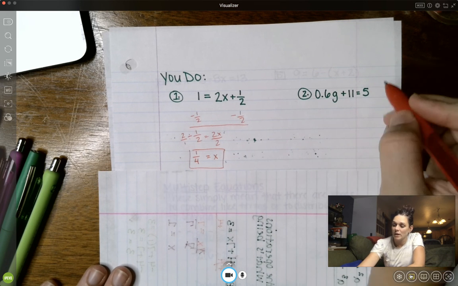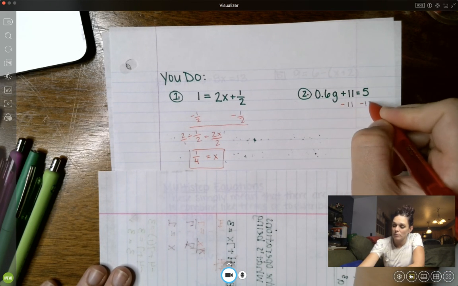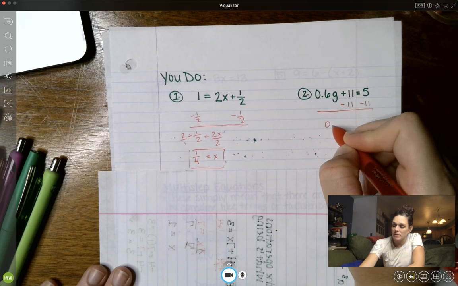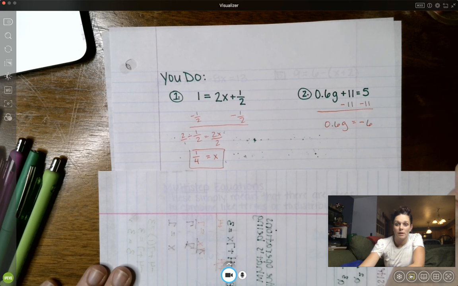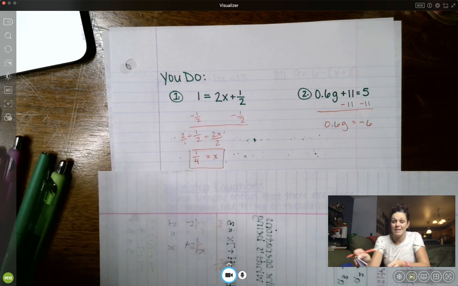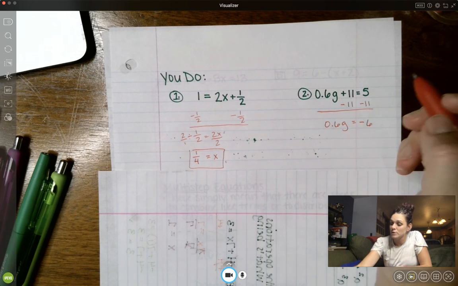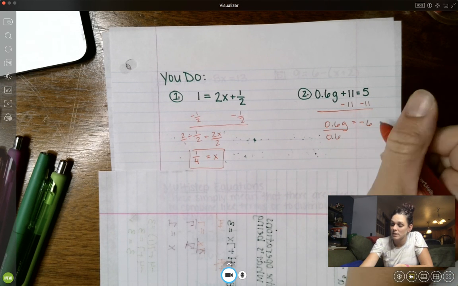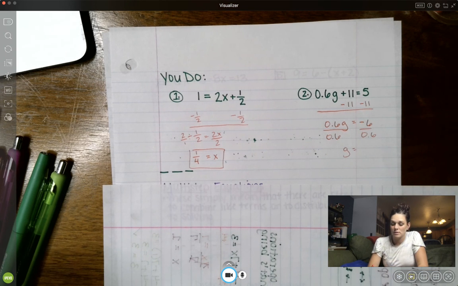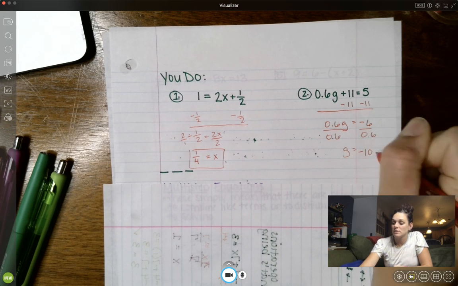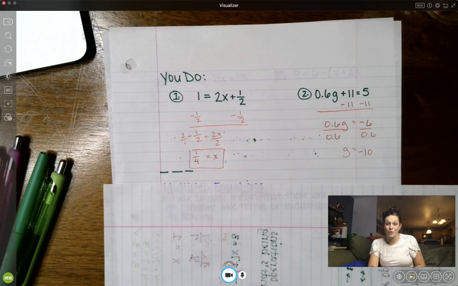All right, solving it here, we are going to subtract 11 from both sides. So we have 0.6g equals -6. All right, and of course I need to get my handy dandy calculator out because I was not ready for decimals just then. So we're going to divide by 0.6 on both sides. So g equals -6 divided by 0.6, which would give us -10. All right, so hopefully you guys got both of those answers correct.